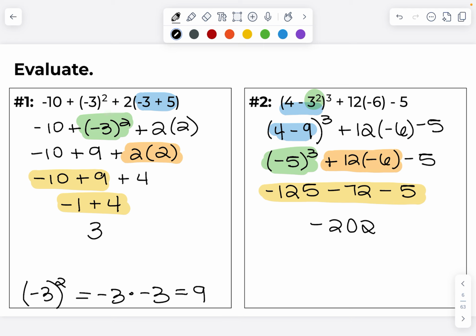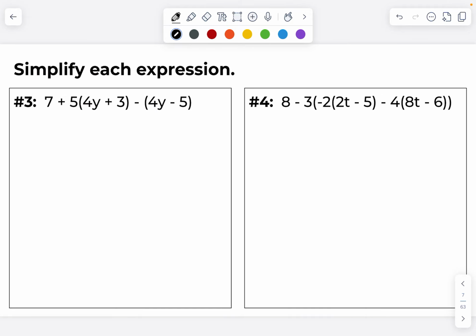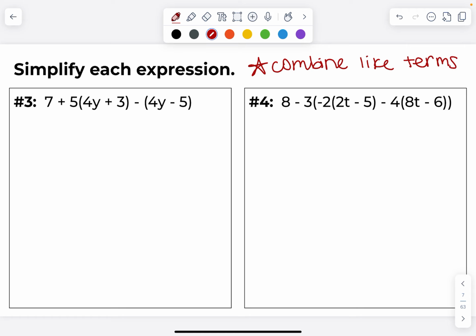Okay, so that is a review on the order of operations. So we're now going to use this and apply it to some problems that have letters. These letters are referred to as variables. That is the official math term for them. And we are going to simplify these expressions. So when we say simplify, that means we want to get rid of any parentheses that exist. Okay, we want to combine like terms. That is kind of the key phrase that you have maybe heard before.